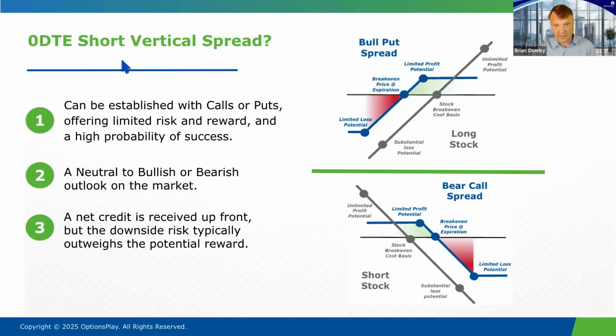And the biggest thing I can get on my side is doing a short vertical spread. In the OptionsPlay platform we call them vertical spreads, but they're better known as a bull put spread or a bear call spread. If you sell calls, you're bearish. If you sell puts, you're bullish. Selling an expensive put and buying a cheaper put is considered a bull put spread, neutral to bullish on the market.